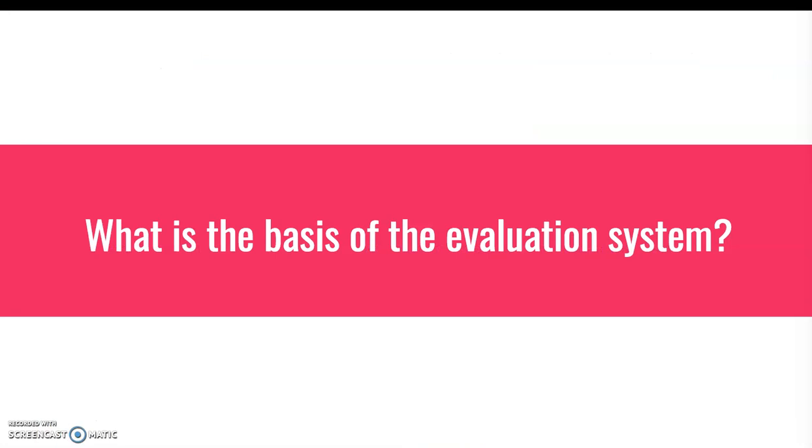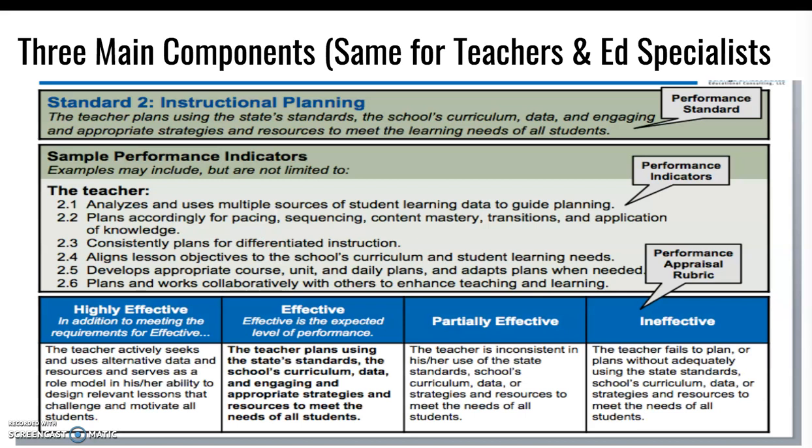So what is the basis for the evaluation system as we assess effectiveness? Well, there are three main components. You'll see the performance standard at the top. Next, you will see the indicators. And finally is the performance rubric.